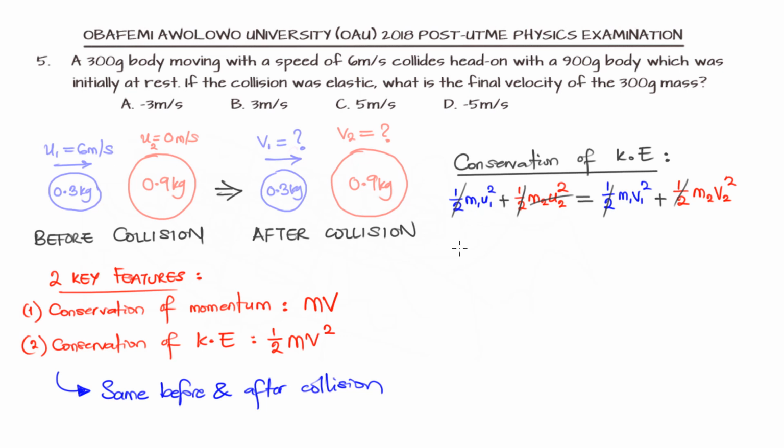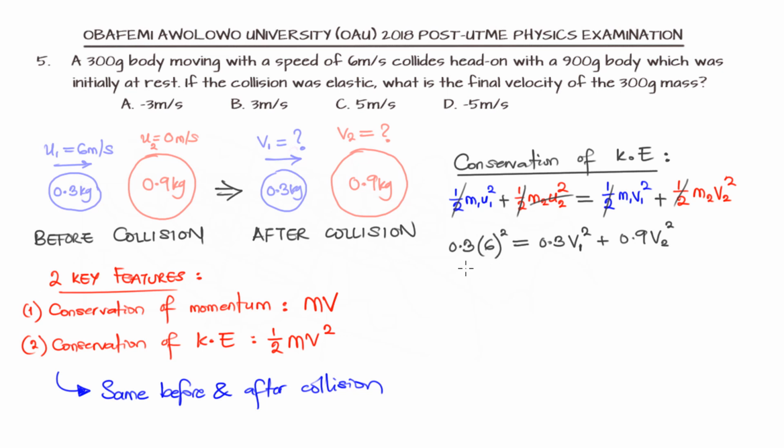So that will leave us with the mass of the first body, 0.3, multiplied by the initial velocity raised to power 2, which is 6, is equal to the mass of the first body, 0.3, multiplied by the final velocity of the first body, that's v1 raised to power 2, plus the mass of the second body, 0.9, multiplied by the velocity of the second body raised to power 2. So we have this equation here.